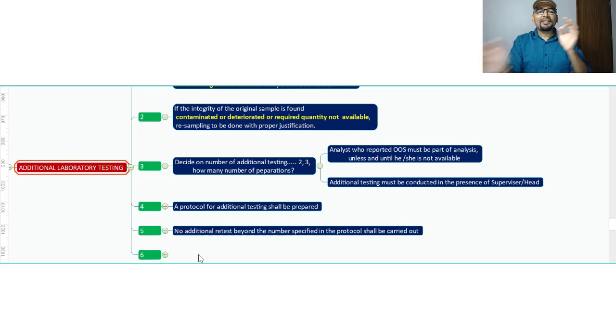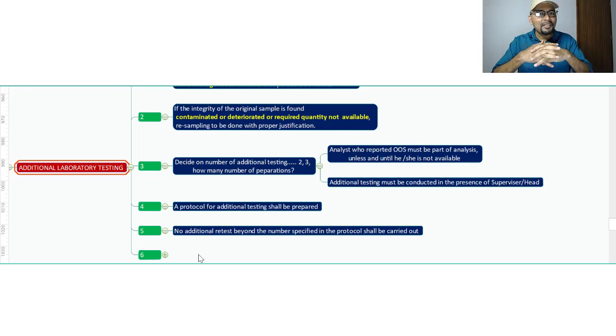No additional retest beyond the number of testing defined in the protocol is allowed. You can't say, originally I didn't think about this particular concern, but now let us understand that and go ahead with some additional testing.